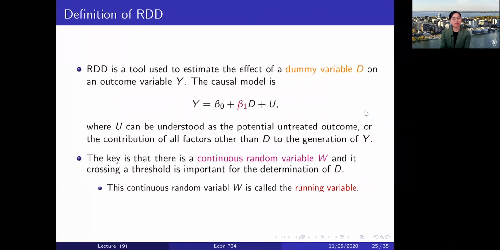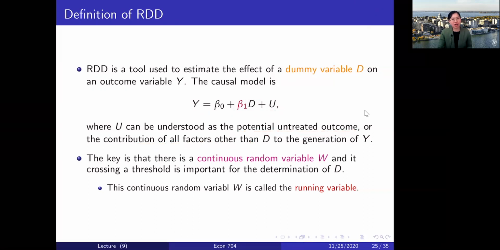So RDD is used to estimate the effect of a dummy random variable D. So that's our causal variable X, okay? Because now it's a dummy variable, we call it D. To estimate the effect of D on an outcome variable Y. So our causal model is Y equals beta 0 plus beta 1 D plus U, where D is the causal dummy variable and U can be understood as the potential untreated outcome if you set up the causal model using the potential outcome framework. Or it could be contributions of all other factors other than D that contributes to Y.